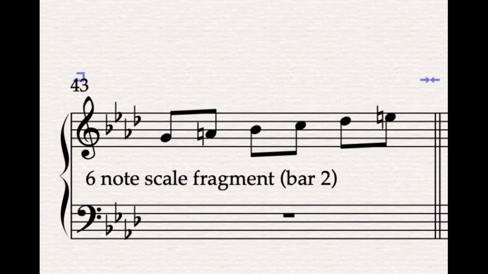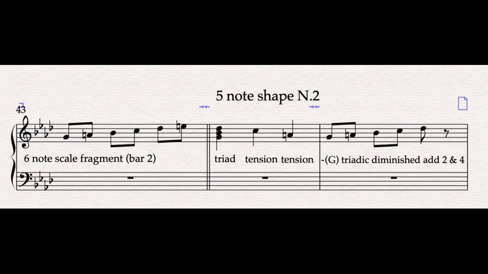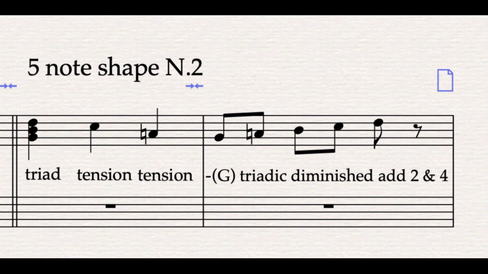And now let's move on to bar number 2. As I explained in my first lesson, Pillar 1, the analysis, also the thematic material present in bar 2 can be associated or related to a 6-note scale fragment. From which we can extract another 5-note shape. Number 2. What I call a triadic diminished shape. It features a diminished triad, the G diminished triad, and 2 tensions, the A natural and the C natural, which are respectively a major second and a perfect fourth, to the tonic of the triad, the note G.